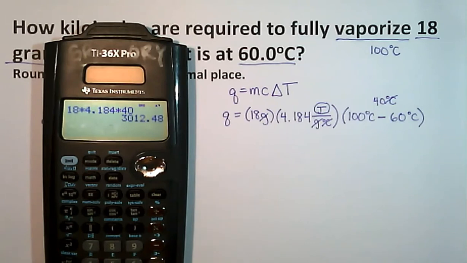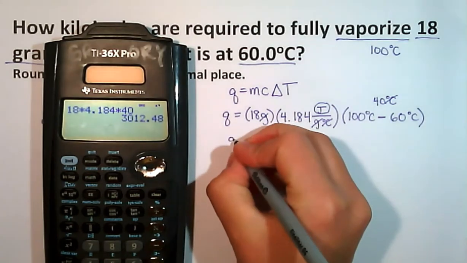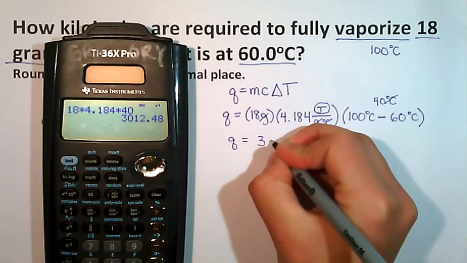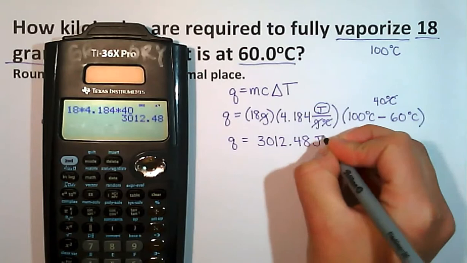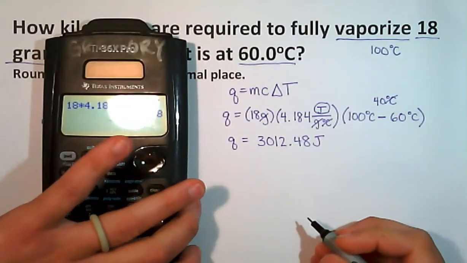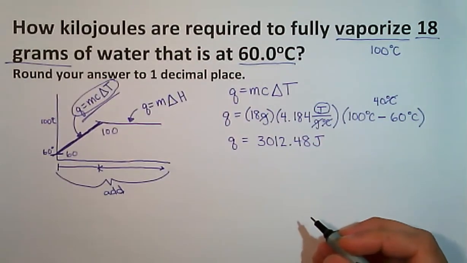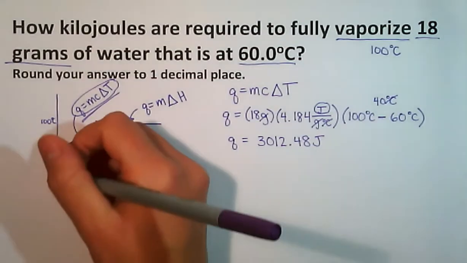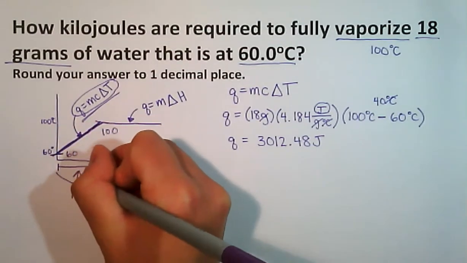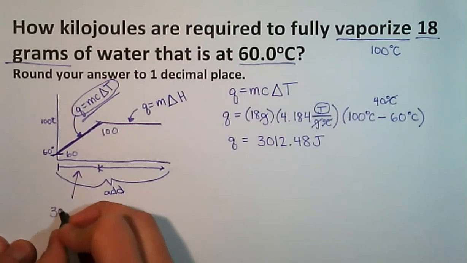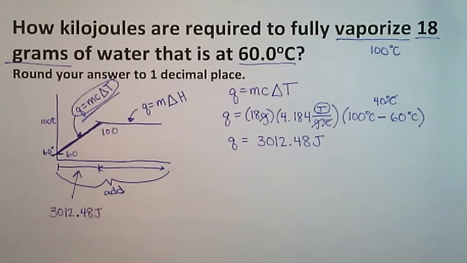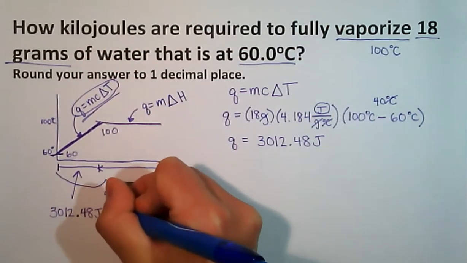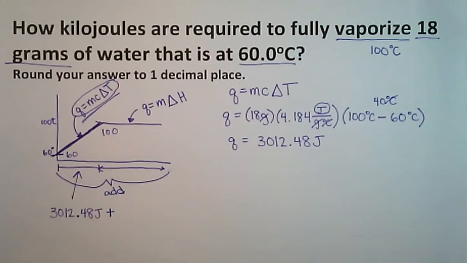And that gives me a value of Q of 3,012.48 joules. And I am going to keep that whole value. I'm not going to round because this is not my final answer. So I know that this is the first section of my graph. This is the Q for the first section, 3012.48 joules. And then I'm going to need to add it to the second section of my graph. So we'll do that part next.